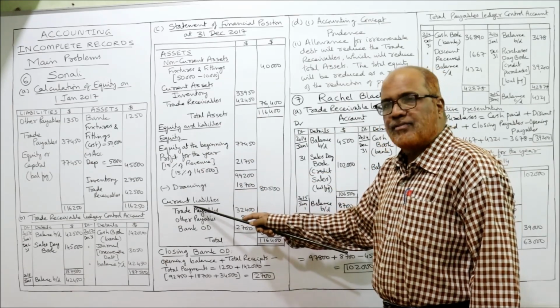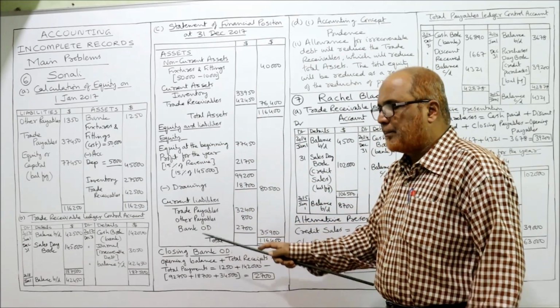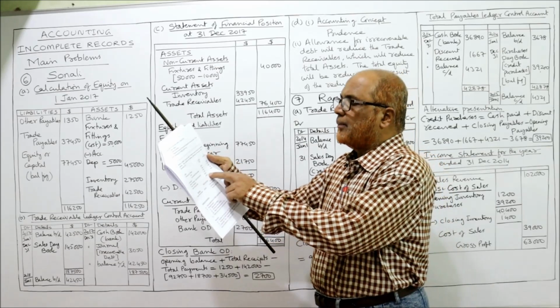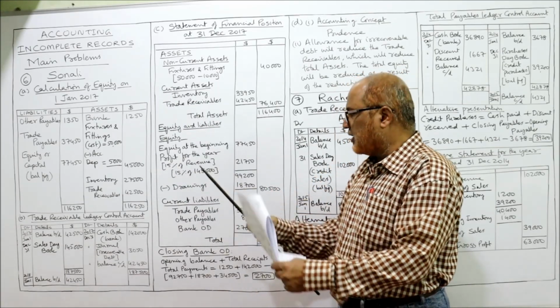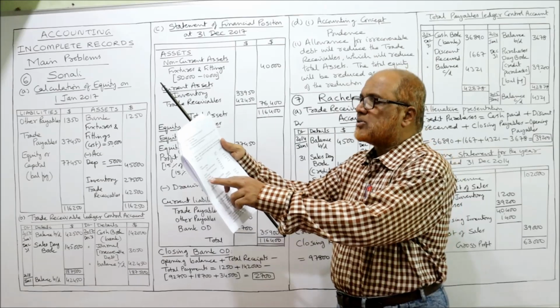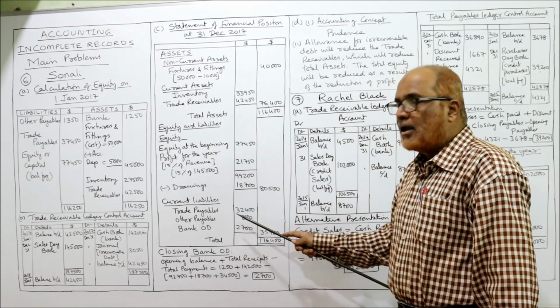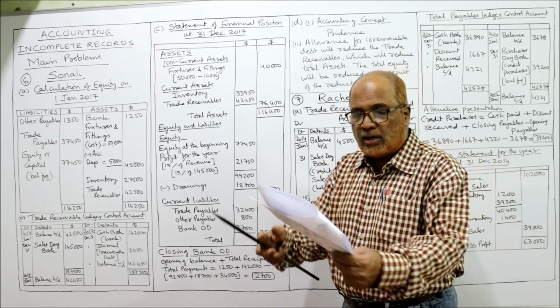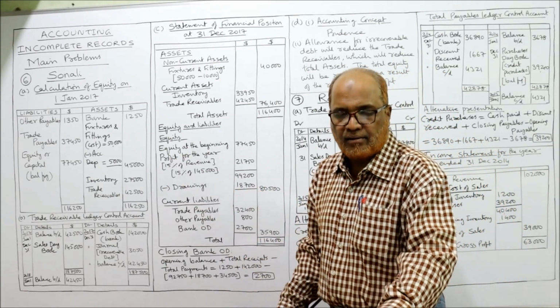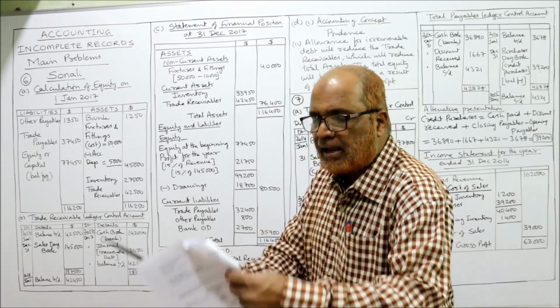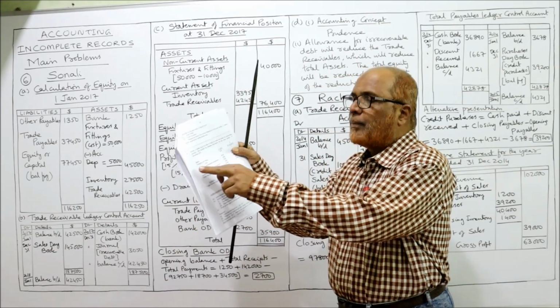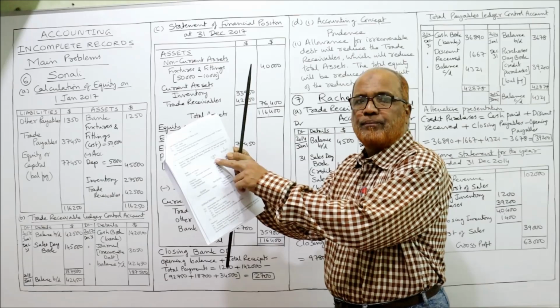Now we have to take the liabilities. Current liabilities are trade payables. It is given in the problem that trade payables are 32,400. 32,400 are taken. Other payables are also given in the problem, at the end of the year 800. So 800 other payables. Now bank overdraft is not given anywhere. We have to calculate it, because the opening bank balance is given, 1,250.